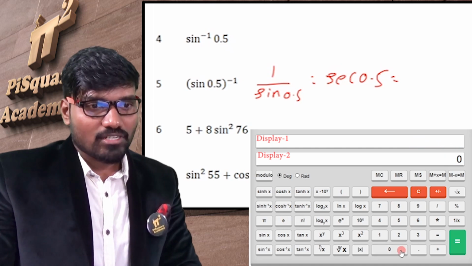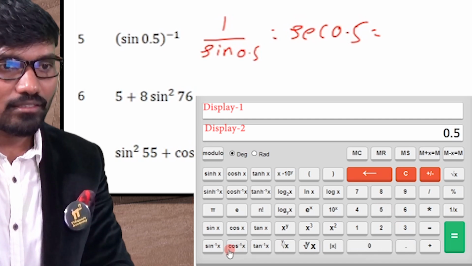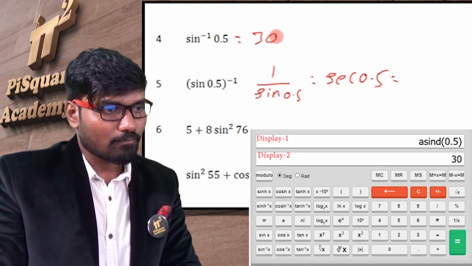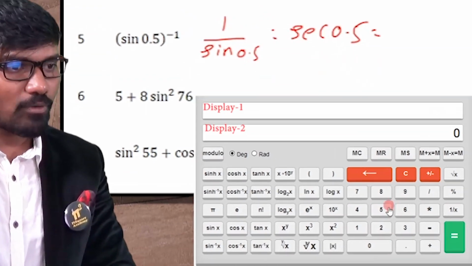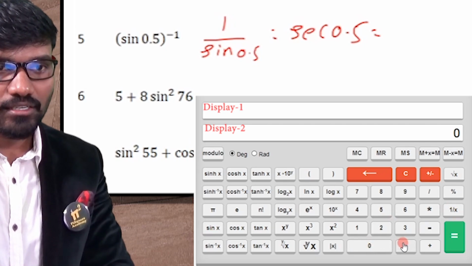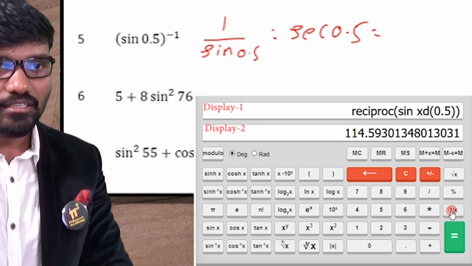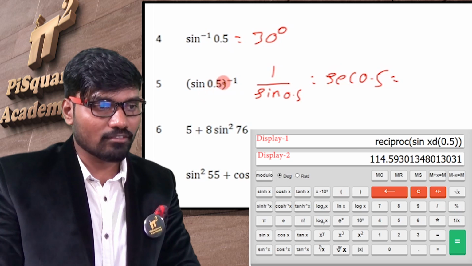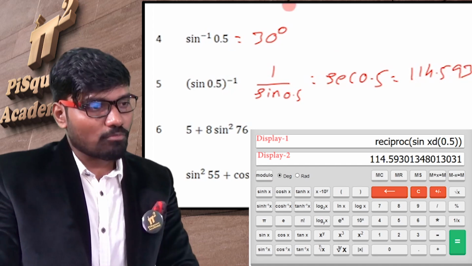Let's try that. First, sine inverse, locate this. Yeah, this is sine inverse. Enter the value of x first, then sine inverse. The answer is 30 degrees. What about sine 0.5 whole inverse or secant 0.5? Let's clear it. We should perform 1 by sine 0.5. This is the sine operation and this is the inverse operation. First, let's find sine 0.5. Then inverse of it means use this. The value is 114.593. So secant 0.5 or sine 0.5 inverse is equal to 114.593. In a regular calculator also, you'll perform the same way.